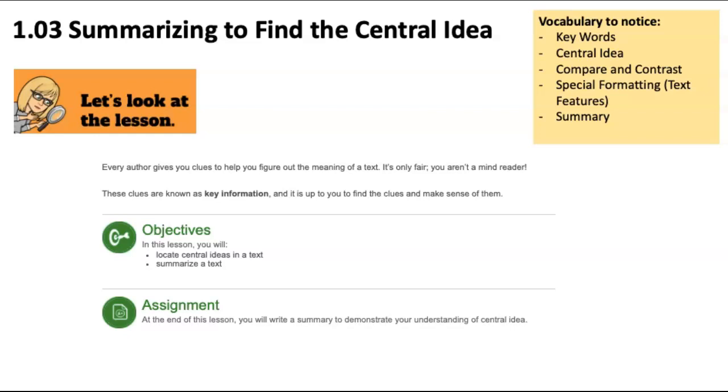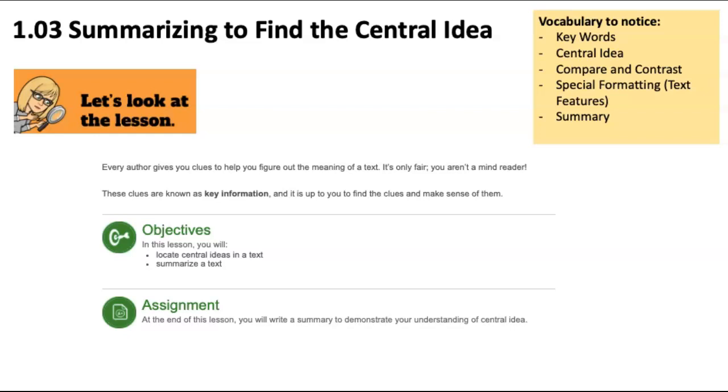Okay, so the central idea of a text is the main idea. It's the key information, the thing that the author wants to get across to you first and foremost. That is the central idea of the text. In addition, every author gives you clues to help you figure out the meaning of a text, not just the meaning of a word, but the meaning of the whole thing. It's only fair, you're not a mind reader.